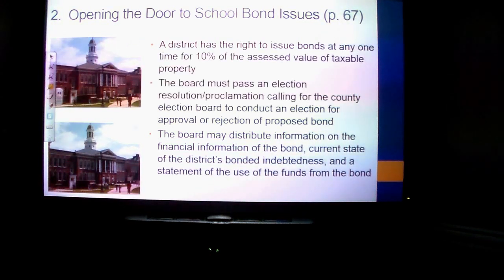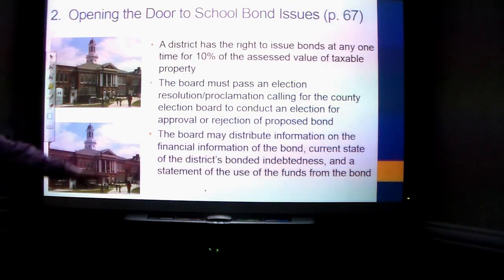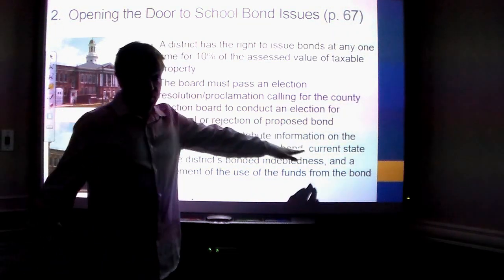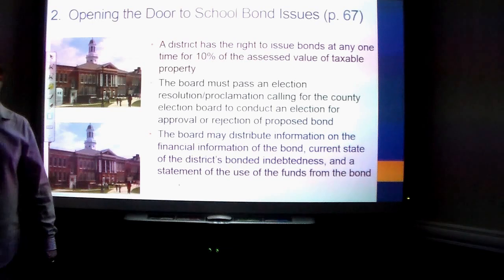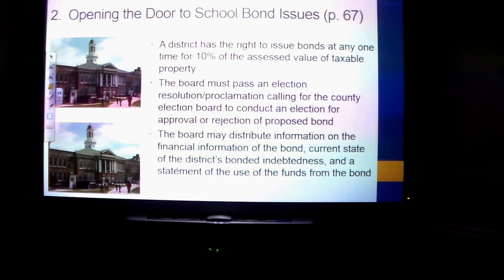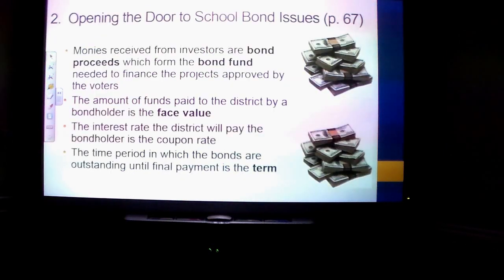The board has to pass a resolution saying that there's going to be an election. Normally it's a special item vote. And the board can distribute information on the bond, the state of the district's bonded indebtedness. That's a big one, because if the district's in a lot of debt, you're not going to get public support on that. Also a statement of the use of funds from the bond: what is it going to be used for and what's it going to do?